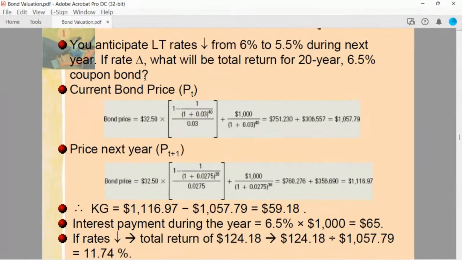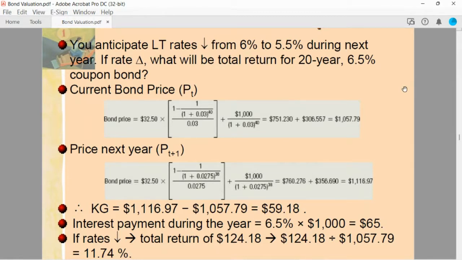And then Jerome Powell, the chair of the Federal Reserve, releases his guidance. They call it guidance: what stance they take on the monetary policy. So based on the Federal Reserve's guidance, we can tell how the interest rate will move. So this kind of anticipation can be made. So you anticipate long-term rates to fall from 6 to 5.5. We can tell the price will go up, right? When the rate falls, the price will go up.